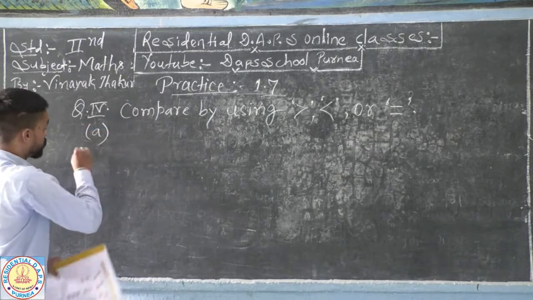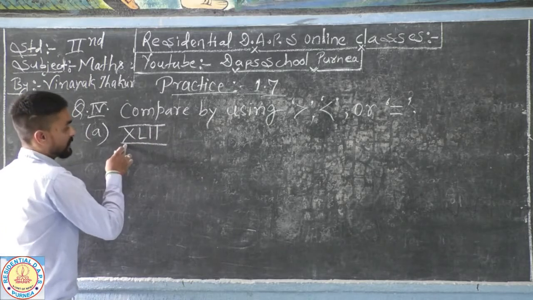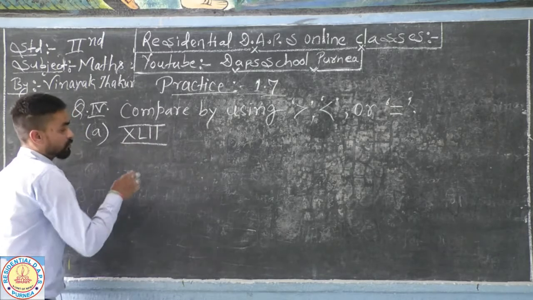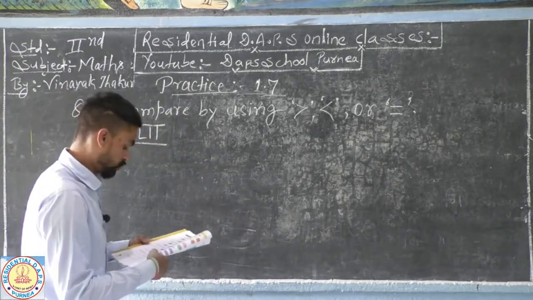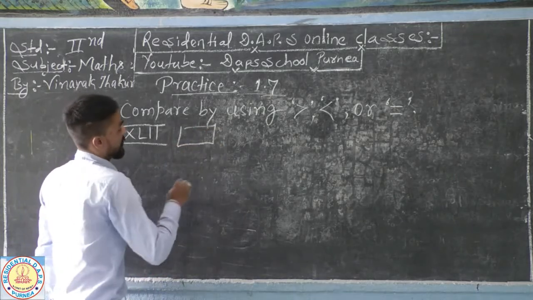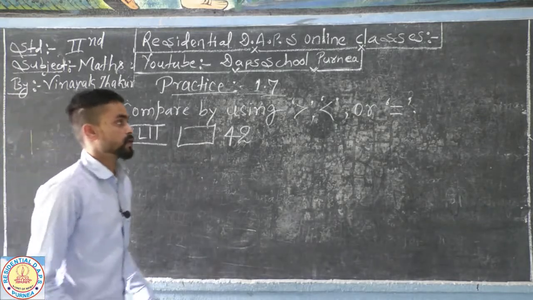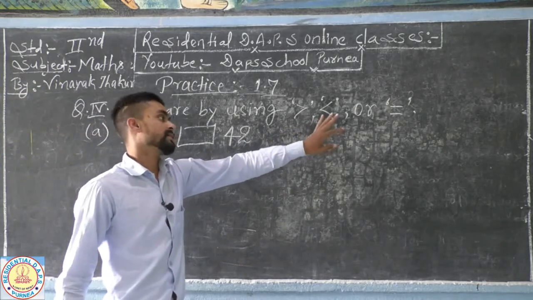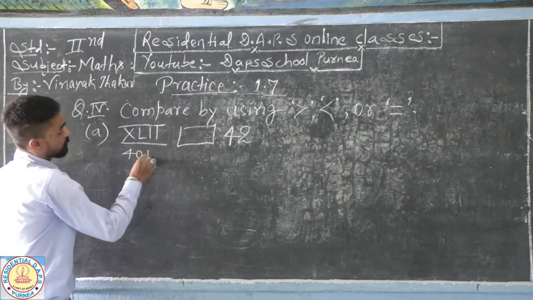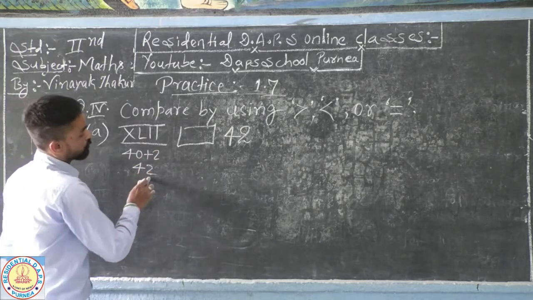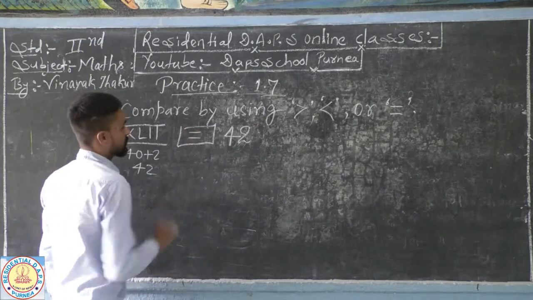And in your first question, XLII, it means X plus L, XL means 40, plus 2, 42. So in between, a dash is given and on the other side 42 is given. So is it equal or not? You just put this symbol here, because XL means 40 and II means 2. It means 42. So 42 and 42 are equal to each other. So this is the equal sign.